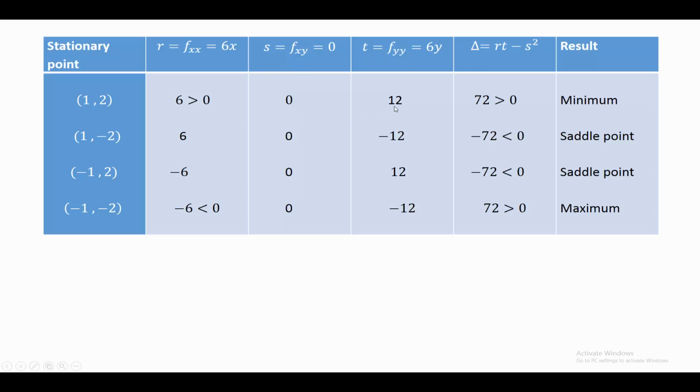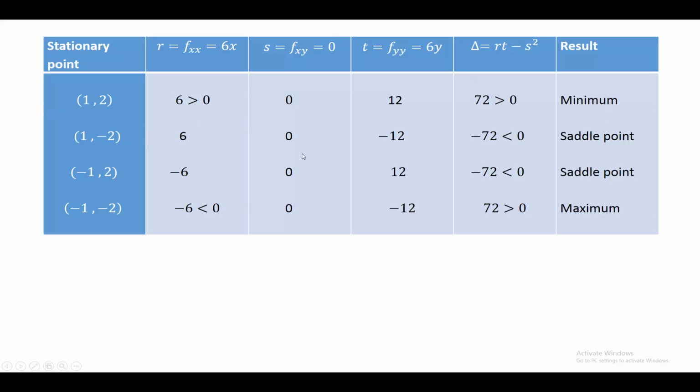So 6 into 12 is 72 minus 0 is 72, and this is greater than 0. This is a positive value, delta positive, and R is also positive. So the function is minimum at point (1, 2).